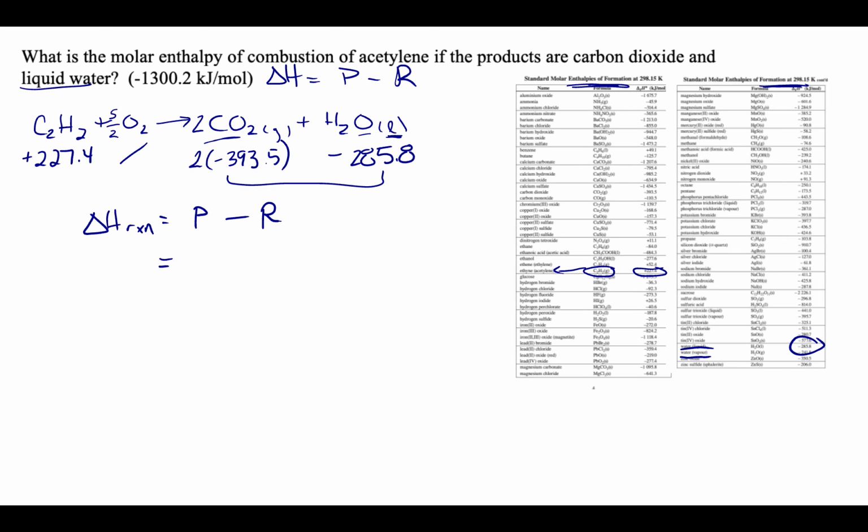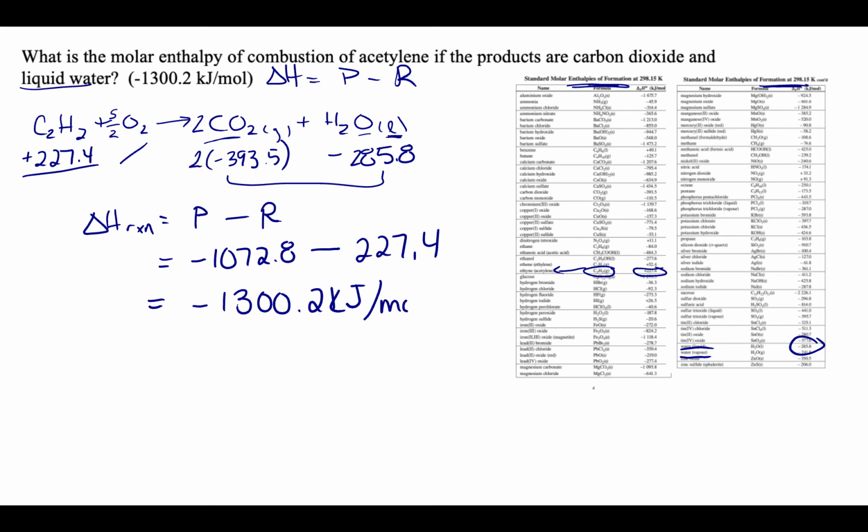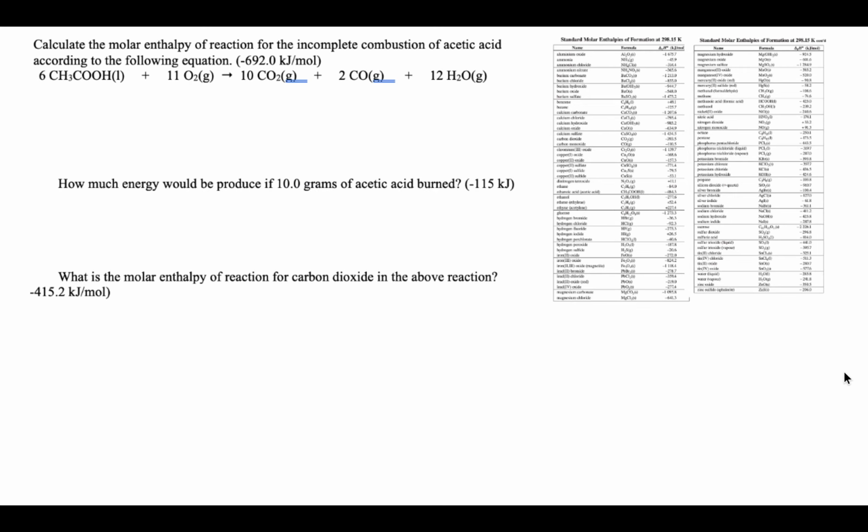So when you're filling this in, the sum of your product side is negative 1072.8 kilojoules per mole, and we're going to subtract your reactants, which is 227.4, and we get negative 1,302 kilojoules, and this is per mole because there is only 1 mole reacting. So that is our final answer. And in terms of sig digs, because we're just adding everything in, it really depends on how many the question will tell us.